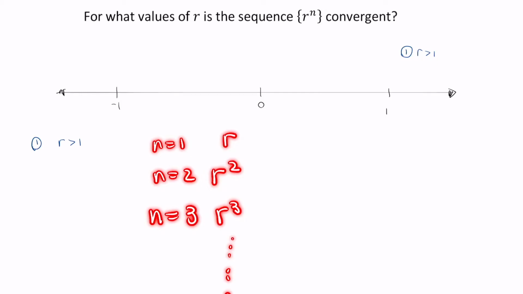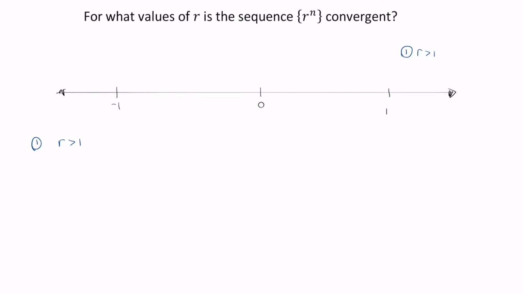And I want to see, is this sequence increasing or decreasing? What happens if we multiply both sides of this inequality by r? That is, we multiply by r on both sides. We'll end up with r squared is greater than r. So if say r is here, that means r squared is bigger. What if we repeat this process? We'll end up with r cubed is greater than r squared. R to the 4th is greater than r cubed.